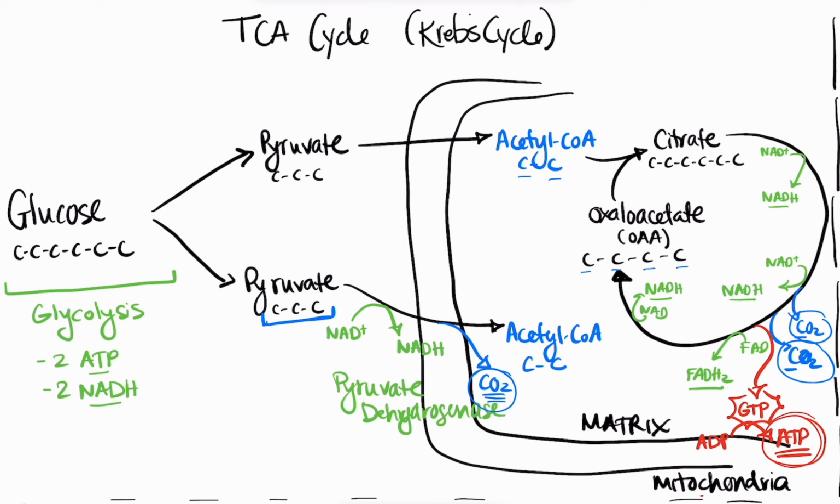So this is a necessary step to make the electron carriers that fuel the electron transport chain. But in and of itself, this pathway doesn't produce a lot of ATP. It's mainly a mechanism to feed the electron transport chain.